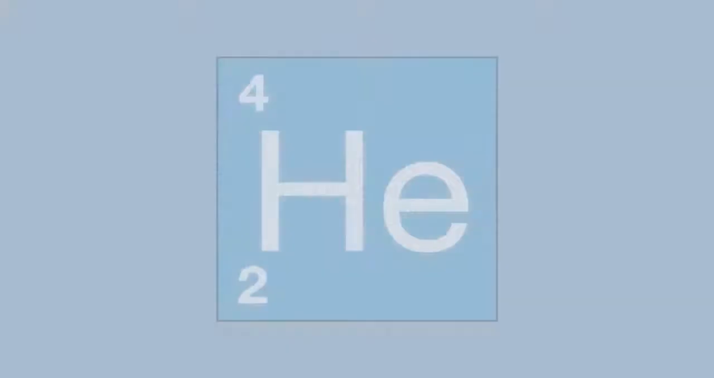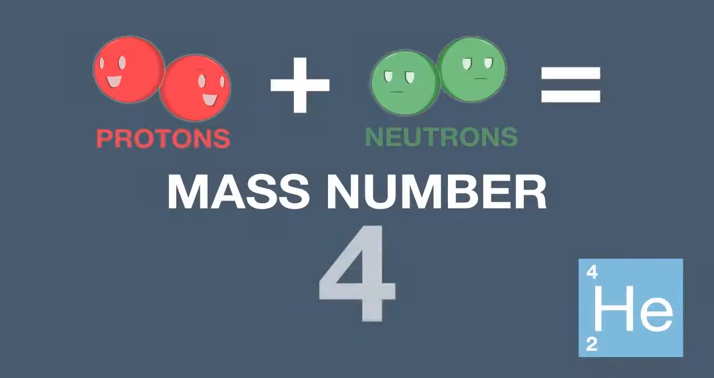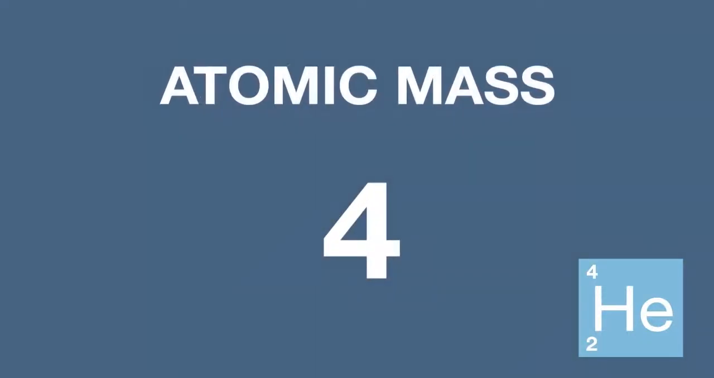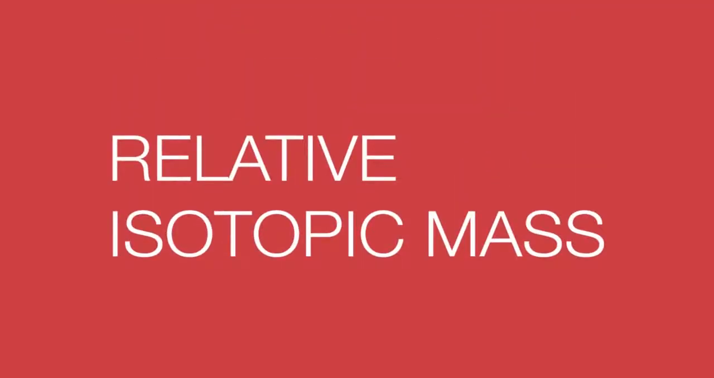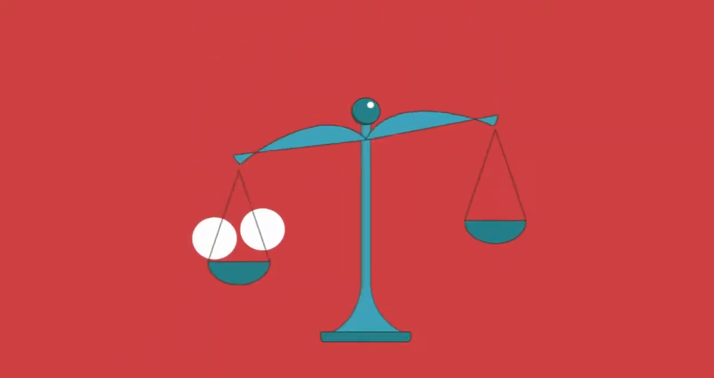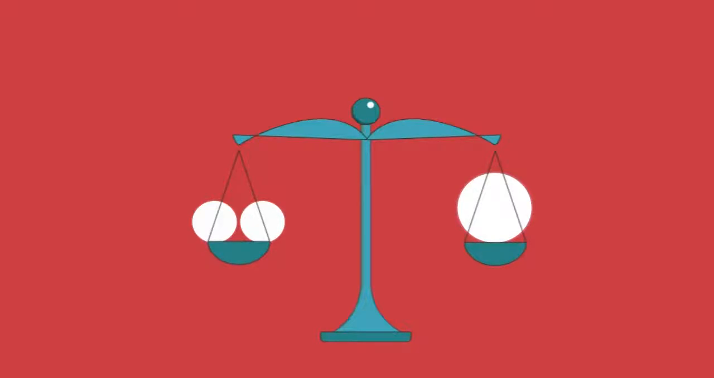As a quick reminder, here is a helium atom. It has 2 protons and 2 neutrons in the nucleus. This gives it a mass number of 4. This actually means it has an atomic mass or relative isotopic mass of 4. But 4 what? The clue is in the name, relative isotopic mass. It is a unit of measurement that is based on a comparison to something or in relation to something else.